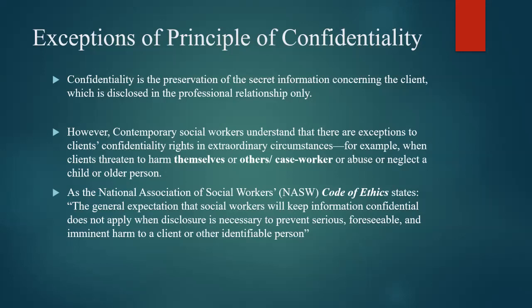Or if the client abuses or neglects a child or an older person, then also the confidentiality clause can be broken. As the National Association of Social Workers (NASW) Code of Ethics states, the general expectation that social workers will keep information confidential does not apply when disclosure is necessary to prevent serious, foreseeable, and imminent harm to a client or other identifiable person. So if there is a probability of harm which can be done by the client to their immediate family members, to the social worker, or to the organization, then the confidentiality clause can be broken.